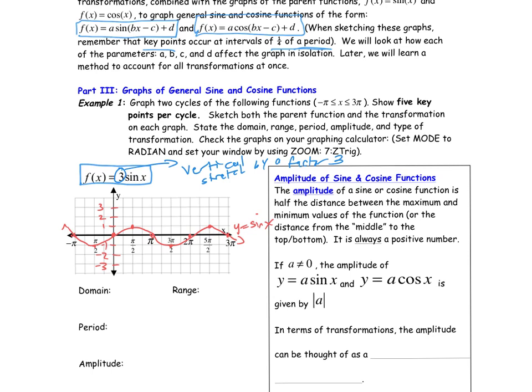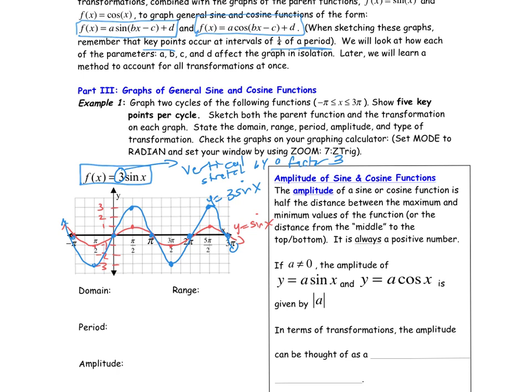So I was at (0, 0), 0 times 3 is still 0. Then I was at (pi over 2, 1). When I multiply 1 by 3, it's going to go up to 3. At pi, 0 times 3 is still 0. 3 pi over 2 is at negative 1. Multiplying negative 1 by 3 brings us down to negative 3. At 2 pi, the y value is 0. 0 times 3 is still 0. 5 pi over 2, 1 is going to go to (5 pi over 2, 3), multiplying the y value by 3, etc. And now I can graph y is equal to 3 sine x. So this is y is equal to 3 sine x.